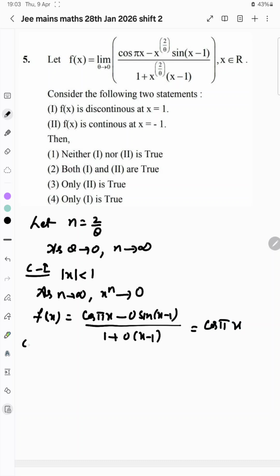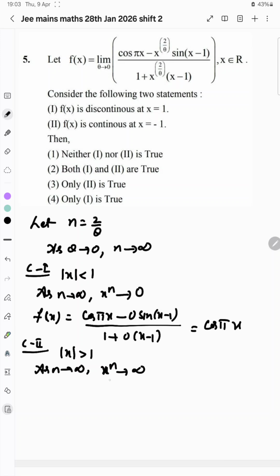Similarly, case 2: suppose |x| is greater than 1. In this case, as n tends to infinity, x^n tends to what? The base is more than 1, and more than 1 to the power infinity definitely goes to infinity only.